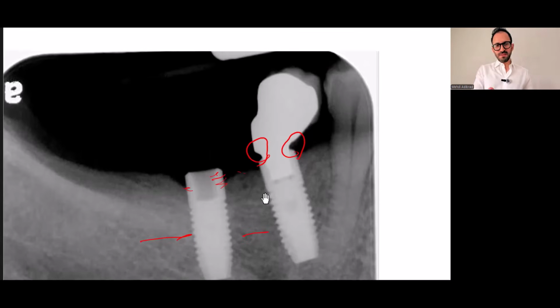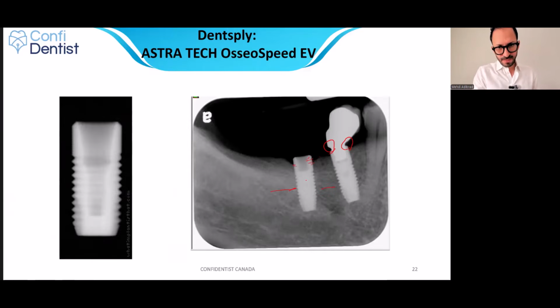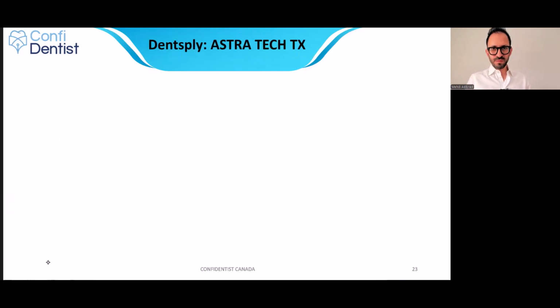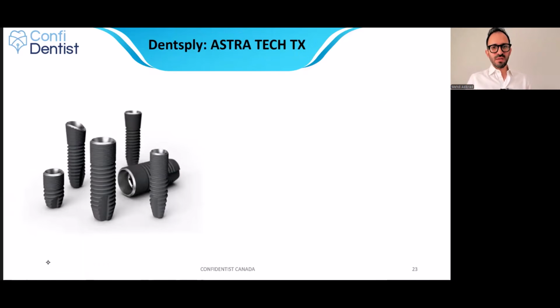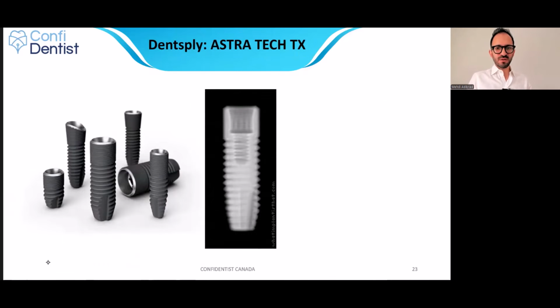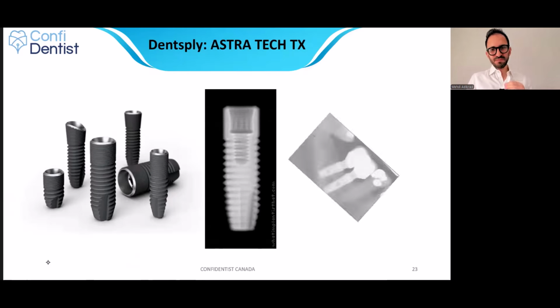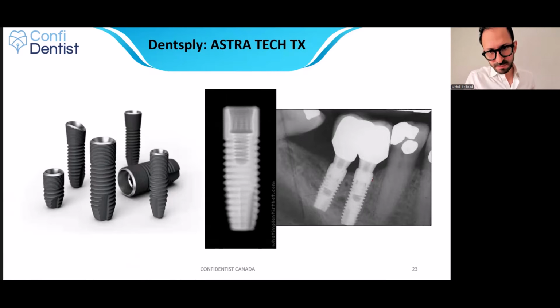And here, this is a case of dislodged restoration and broken prosthetic abutment. They don't ask about these details. Okay. So these are Astra. Another example, I talked about it. Again, look at the micro threads and macro threads, platform switching.